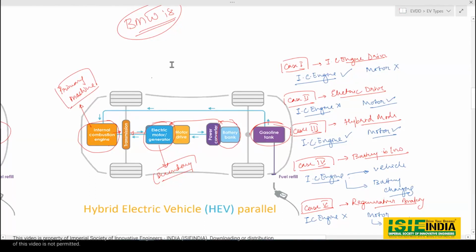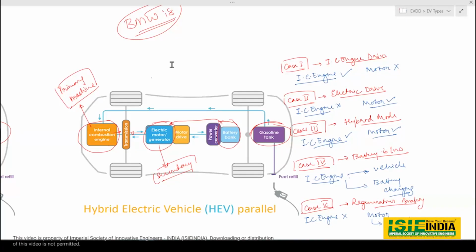And over here, because it is a hybrid vehicle, the internal combustion engine will be the primary source. It will be the primary source. So the combustion engine will be of higher power as compared to the motor, right?